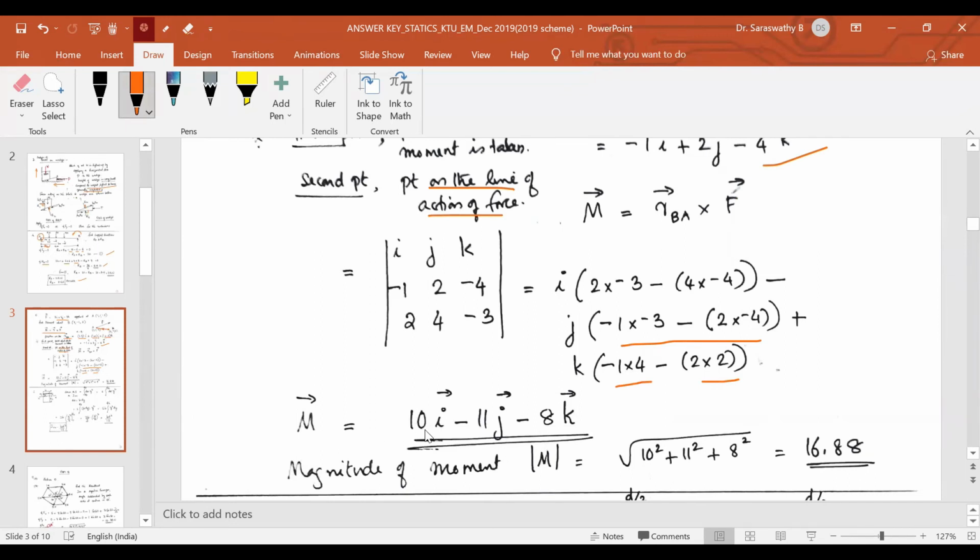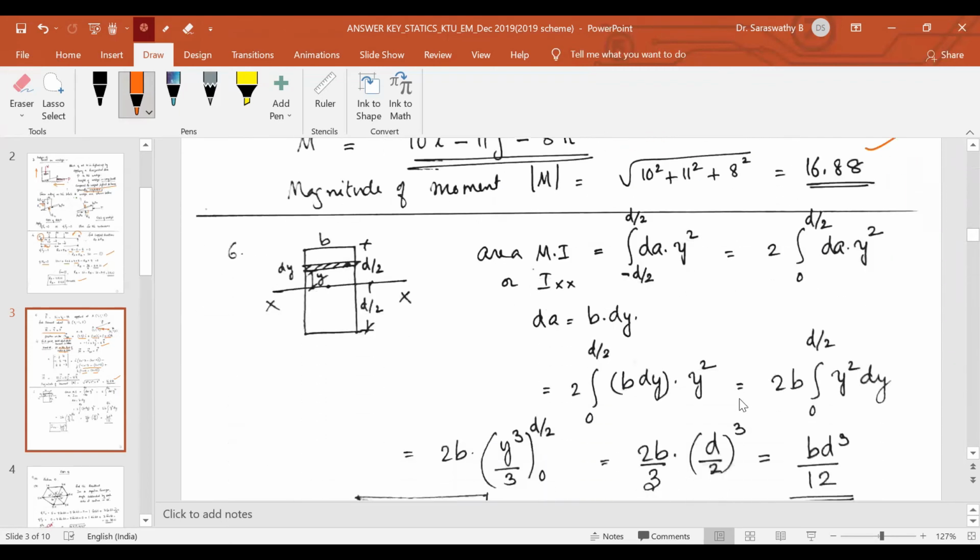In this, the first term is Mx. The component of the moment in the x direction is 10. The component of the moment in the y direction is minus 11. The component of the moment in the z direction is minus 8. If you want to find the magnitude, it will be square root of 10 square plus 11 square plus minus 8 square. So this is the magnitude of the moment.